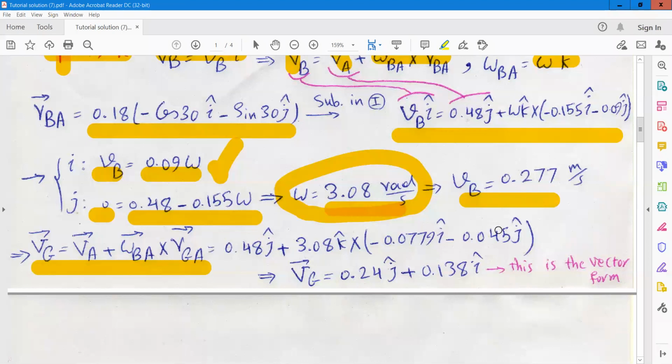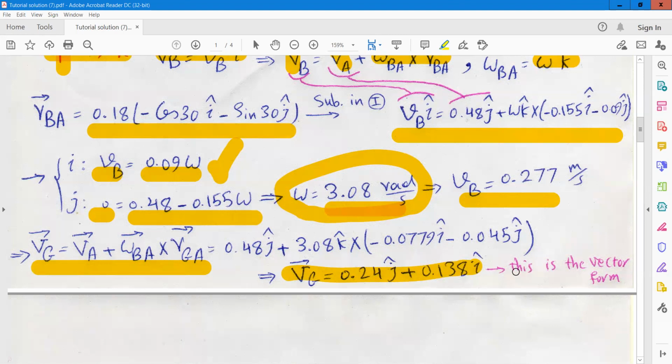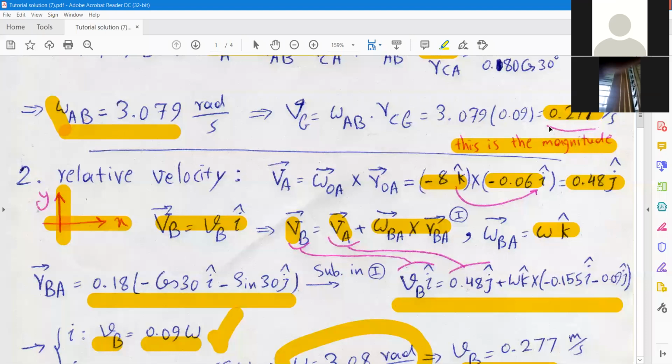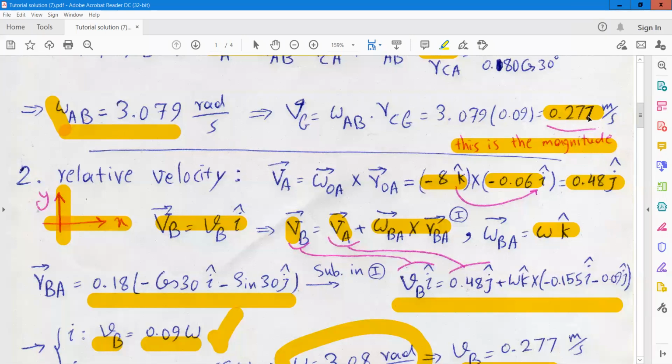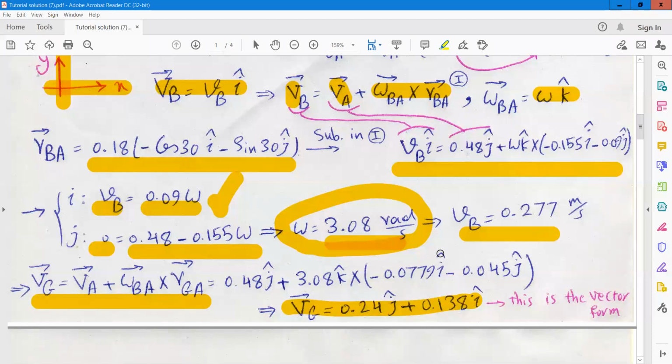Now you can simplify and solve this equation, and you can extract the velocity of point G in vector form. This is the velocity of point G. Yes, but this is in vector form. And if you find the amplitude of this vector, it's equal to 0.277 meter per second. Okay, so the amplitude is exactly the value which is obtained in the previous method, but here we obtain the velocity of G in vector form.